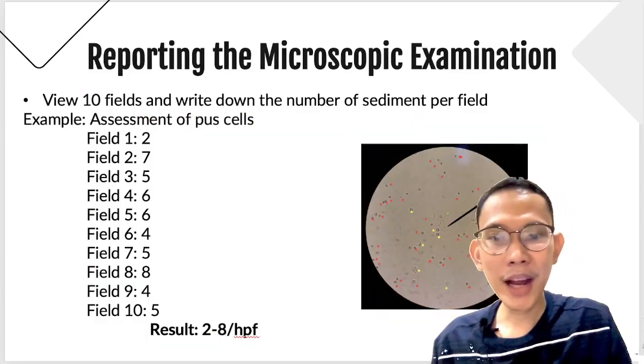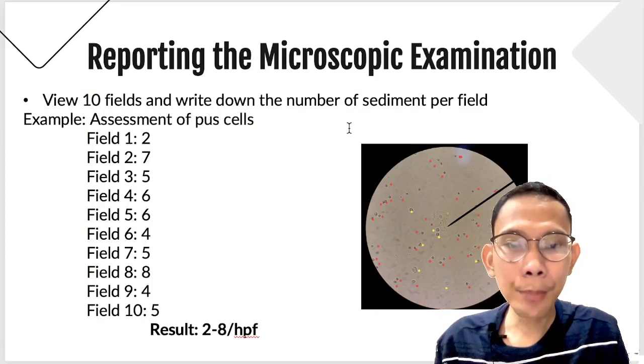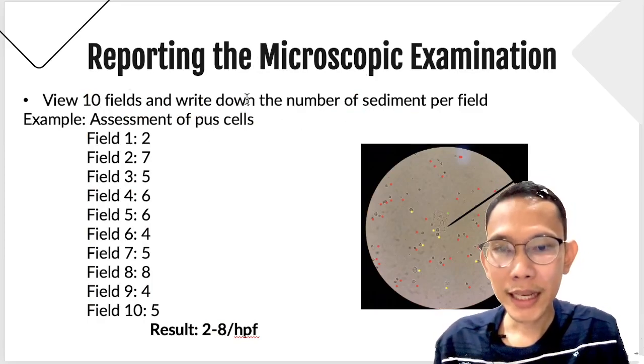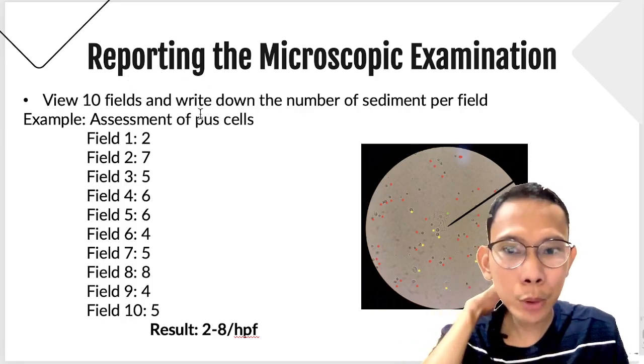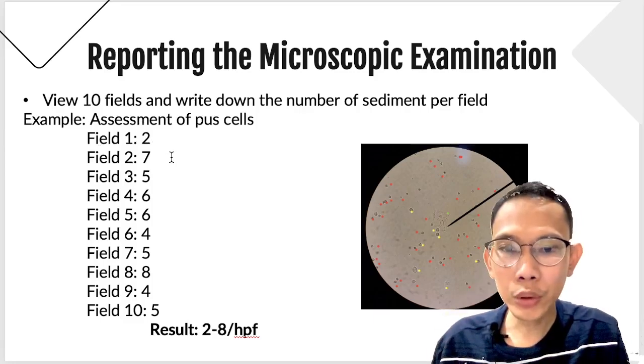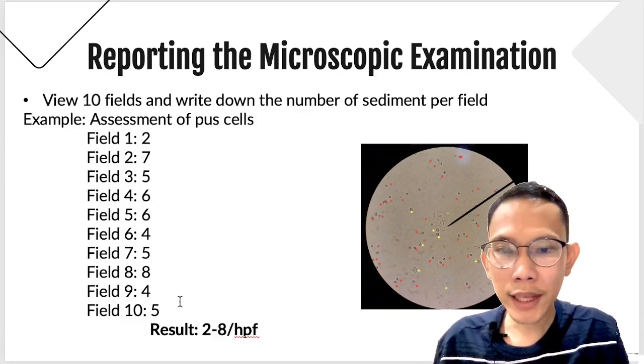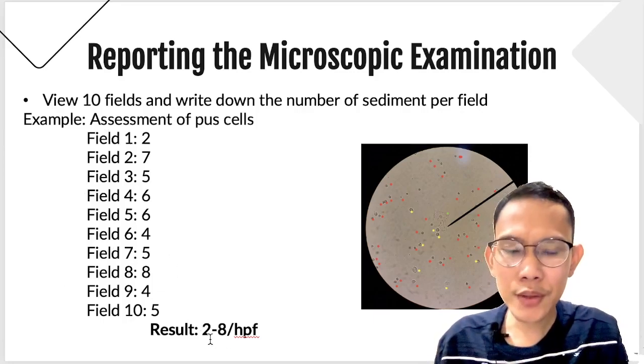So, let's have an example. View 10 fields and write down the number of sediments per field. Assessment. Example of assessment of your WBC. For example, yung field 1 natin, 2, field 2, 7, field 3, 5, field 4, 6, etc., go on so forth. Anong result natin? Again, ang pinaka-minimum na na-count natin, 2. So, lagay natin 2. Ang pinakamalaking field na na-count natin is yung field 8, may 8. So, our range is 2 to 8.